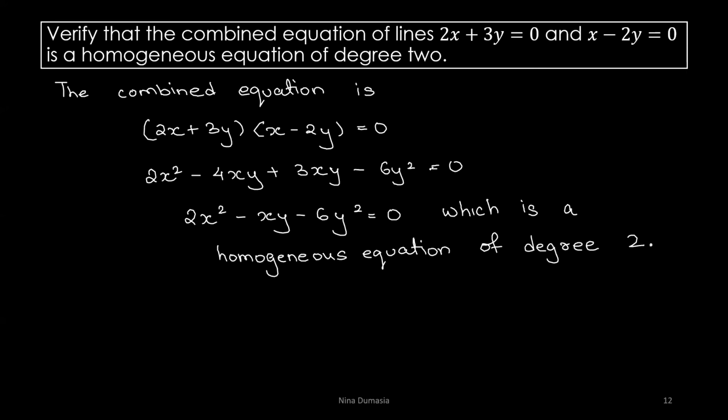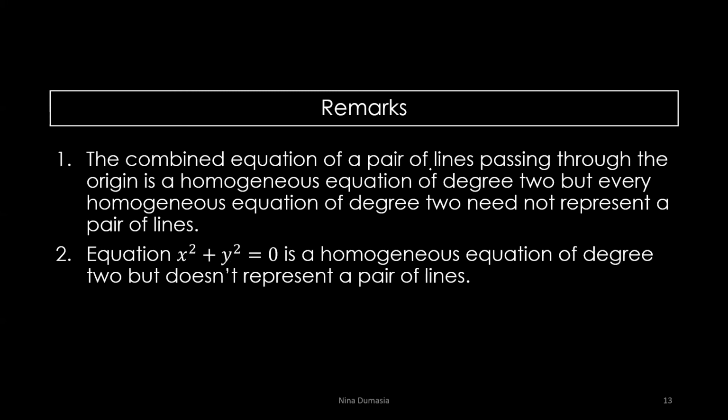So therefore we can say that if we have two lines that pass through the origin, then definitely their combined equation is a homogeneous equation of degree 2. But if I have a homogeneous equation of degree 2, is it necessary that it represents lines through the origin? Is that necessary? So the combined equation of a pair of lines passing through the origin is a homogeneous equation of degree 2. This we have proved. But every homogeneous equation of degree 2 need not represent a pair of lines. It is not necessary that it will represent a pair of lines.